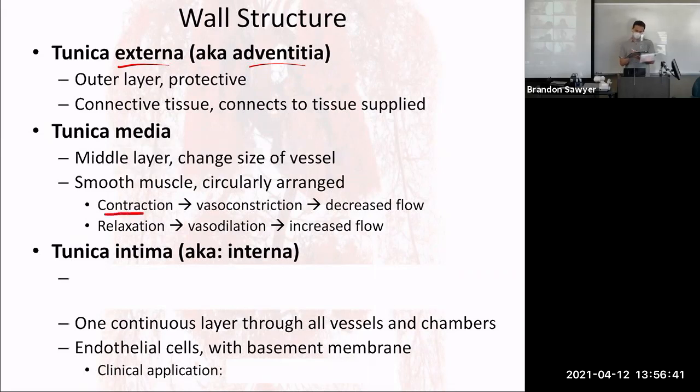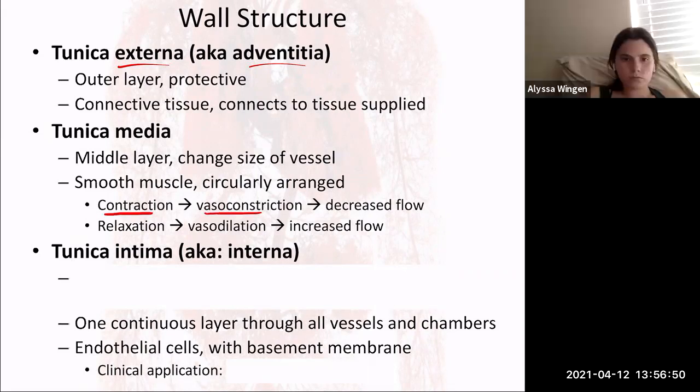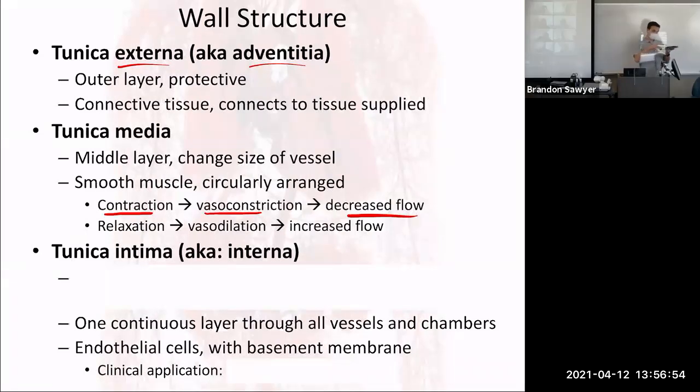Okay, so when this smooth muscle contracts, that leads to what's called vasoconstriction, which decreases the size of a vessel, and that decreases flow. Okay, relaxation, that leads to vasodilation and increased blood flow.